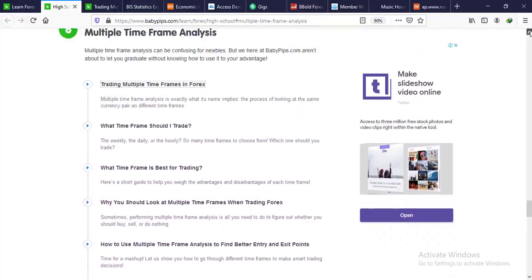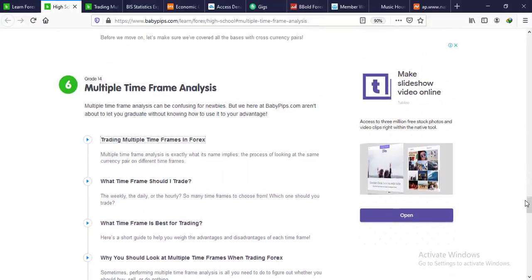I can tell you how happy I am. It's been a lot of work, but we're making progress gradually. So let's dive right into the very first subtopic that says trading multiple time frames in forex.